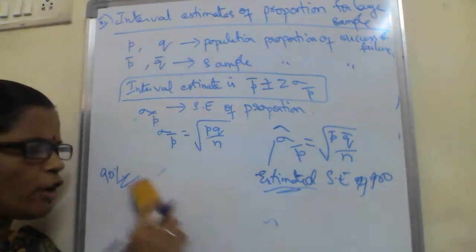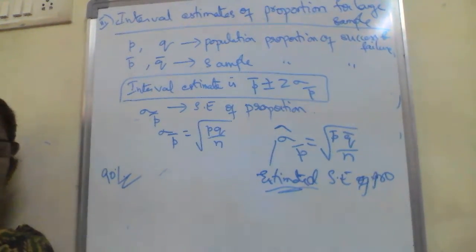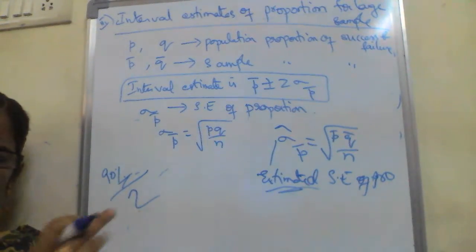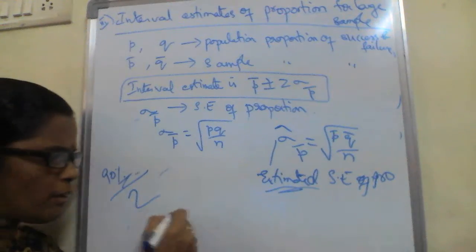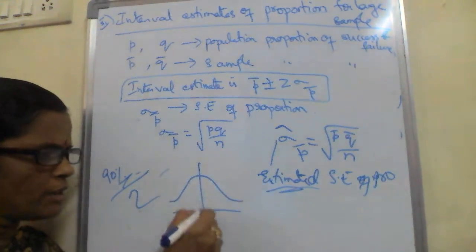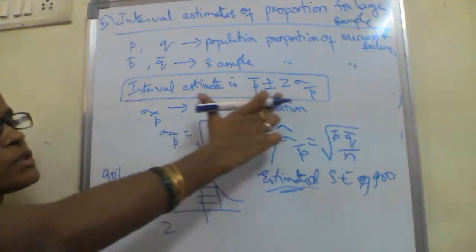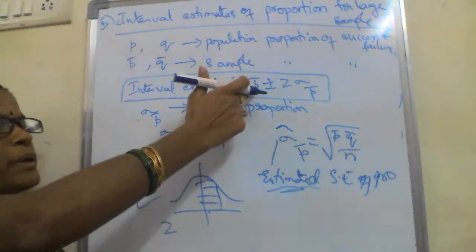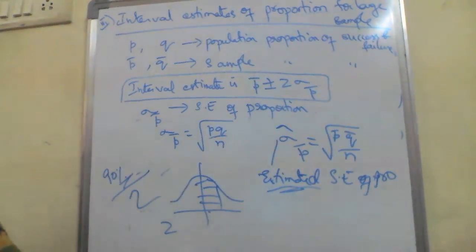You will be given the confidence interval, 90% or 99% or 95%. The first and foremost thing you have to do is divide this by 2. Whatever value you get, you take that portion of the value and find it from the table, and that becomes z. So z you get, and sigma p bar, and using this, p bar plus and minus, same way you do as we have done yesterday.